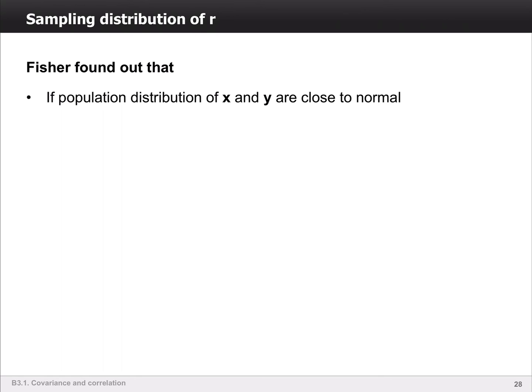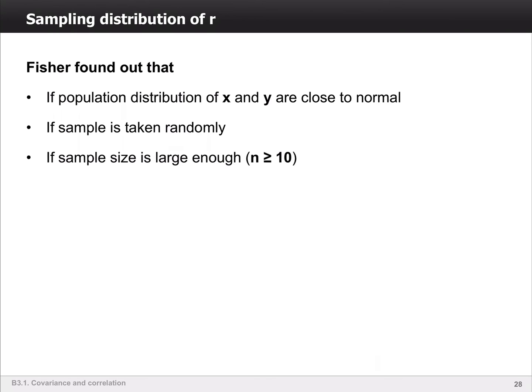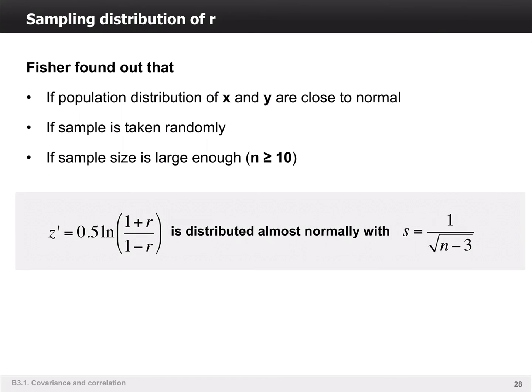However, a very famous statistician, Ronald Fisher, found out that if the population distributions of x and y variables are close to normal, so it means that if you look at x and y separately, make a normality test, and it seems like they were taken from a normally distributed population, if they are random, that's very important, and all statistical samples should be taken randomly, and if the sample size is large enough, in this case, you need at least 10 objects. So it means 10 values for x and 10 values for y. In this case, you can calculate a statistic.